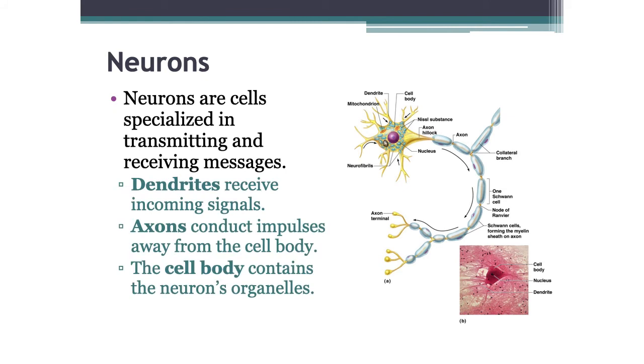And we see right here, here's a neuron. We'll talk about that a little bit more. Neurons are cells specialized in transmitting and receiving messages: dendrites, axons, and cell body. So dendrites receive incoming signals. Axons conduct impulses away from the cell body. And the cell body contains the neuron's organelles. So we see right here the dendrites, axon, and cell body. Again, make sure you understand those three parts.